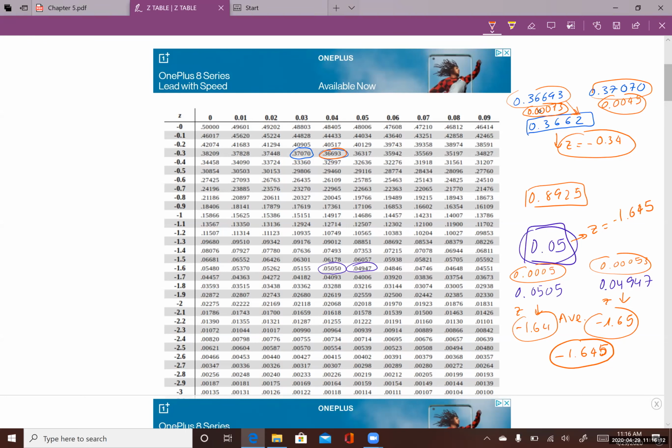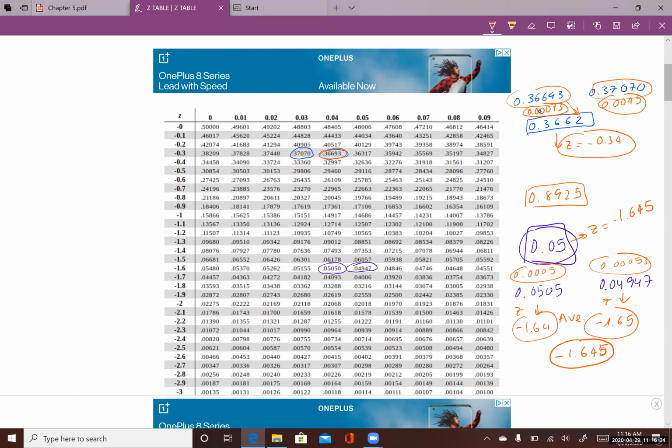Again, the reason why we're taking the average is because the distances between these two points to 0.05 are almost identical, almost the same. So that's why we're taking the average. Versus the first values here, right?